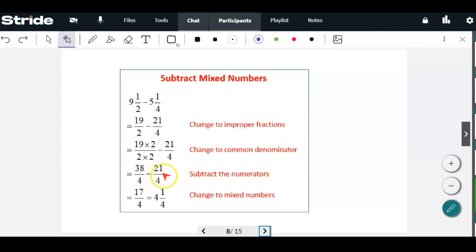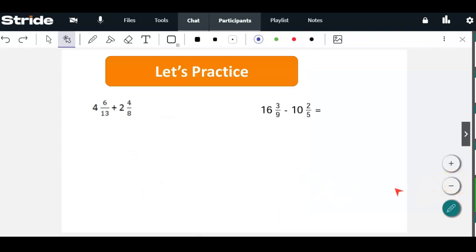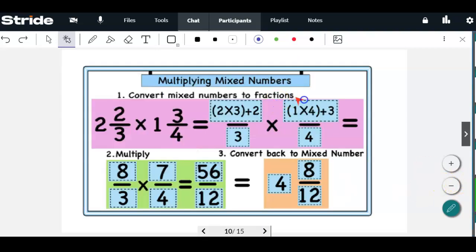Subtract the numbers, and then change to a mixed number. You can pause this if you need to look at these notes. Just make sure you understand this. All right, we're going to skip that as well, and move into just review and multiplying mixed numbers.